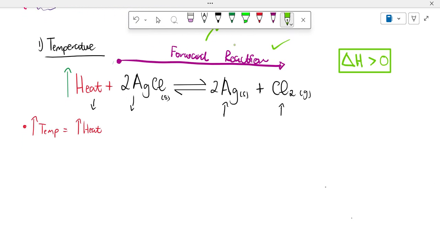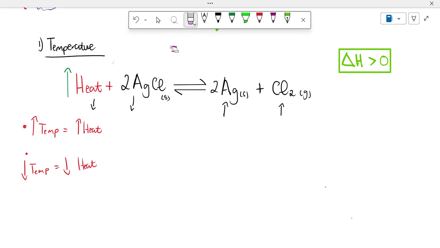Okay, but let's see if that's true. When I decrease the temperature, what happens? That obviously means I need to decrease my heat. Okay, so when I decrease the heat, what do you notice? I am decreasing on the reactant side. Therefore, the system will want to re-establish equilibrium by favoring the reaction that will counteract your disturbance.